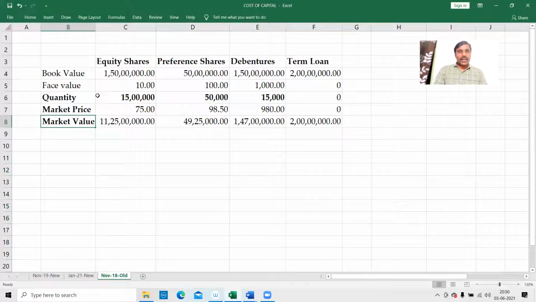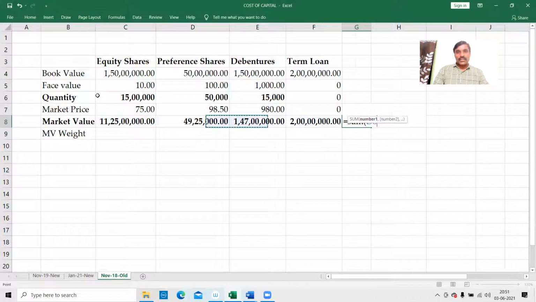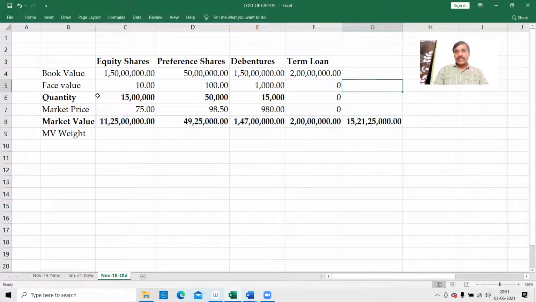Now we have to take market value weights, market value based weights. So what is the total amount of all these things? This is the total. So we put the total column.